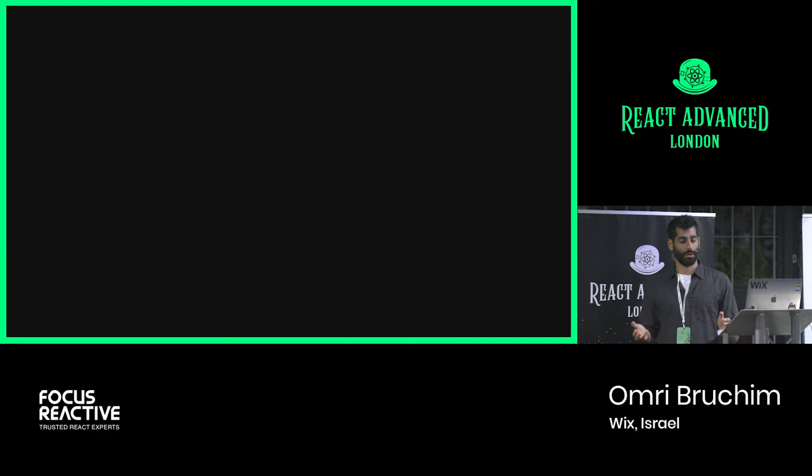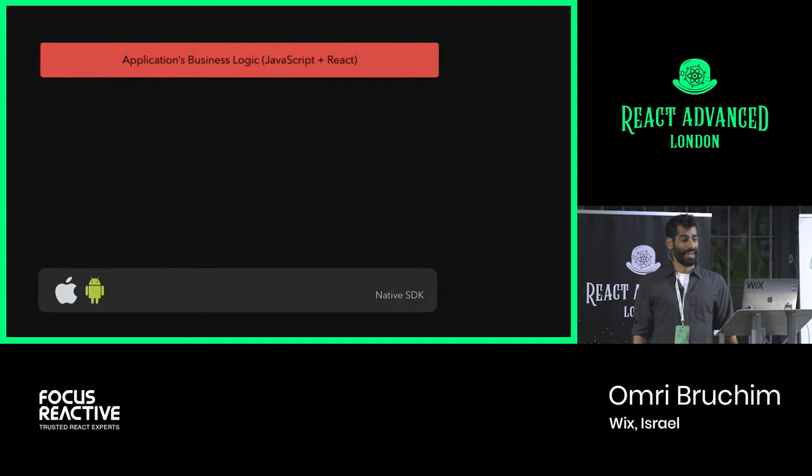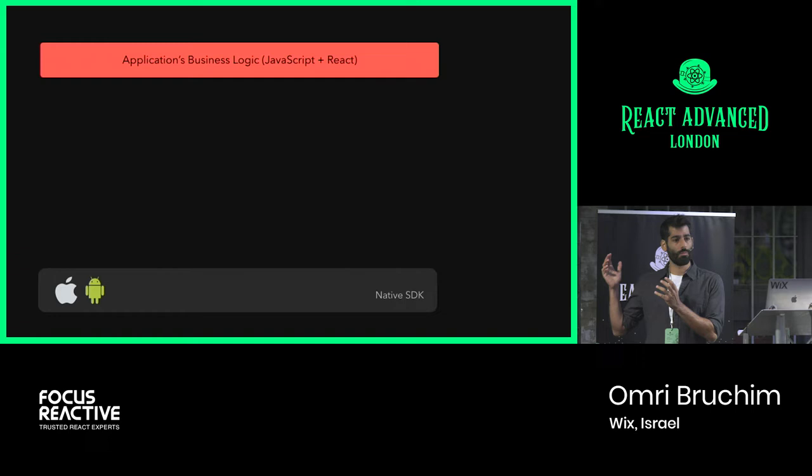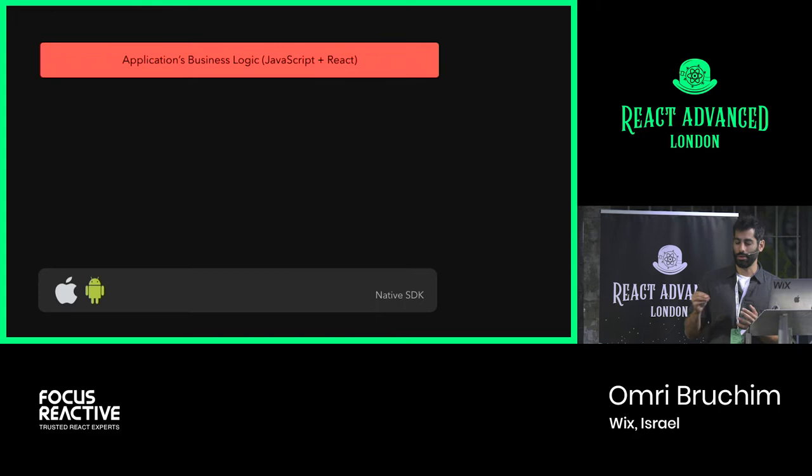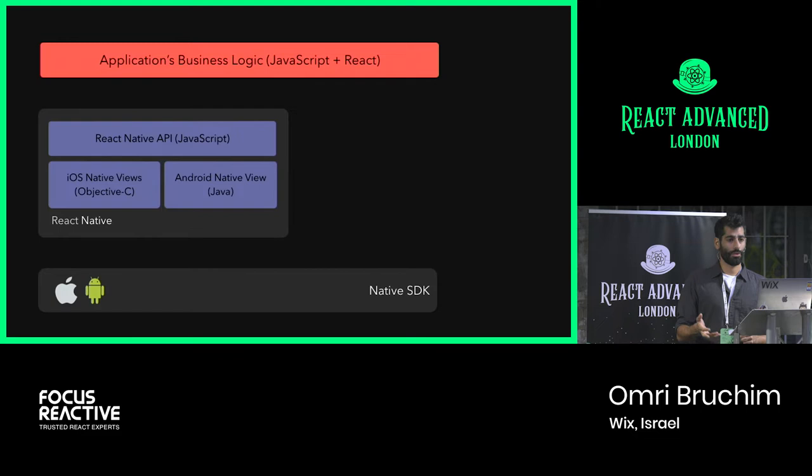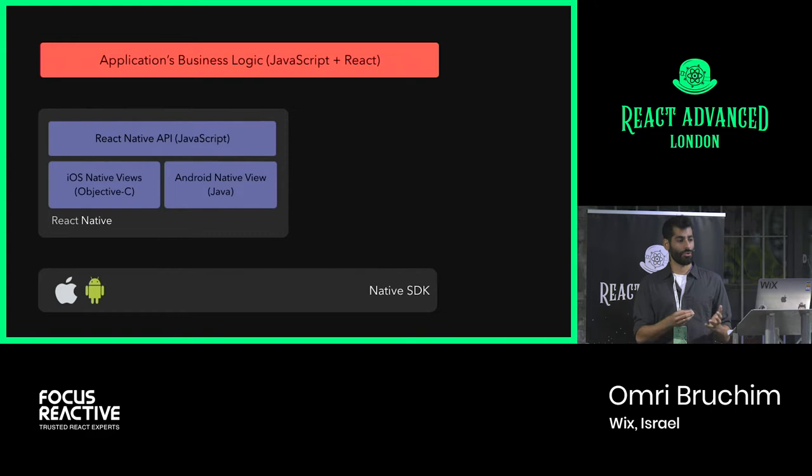So at the bottom, we have the native SDK, nothing to do with React Native. At the top level, we have JavaScript and React. This is actually where we put most of our code, all the screens, all the business logic. In the middle, we have the React Native framework. It includes all the iOS, Java, and the infrastructure of JavaScript code.